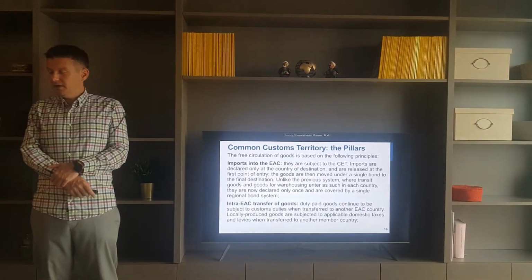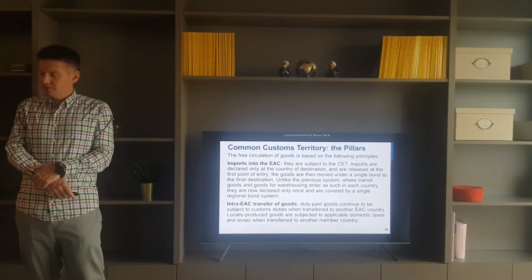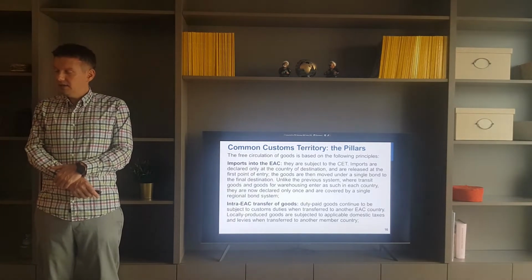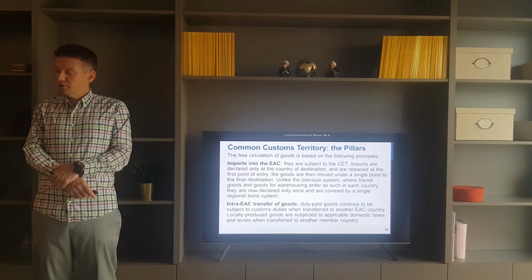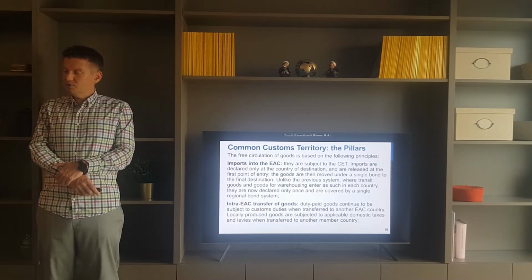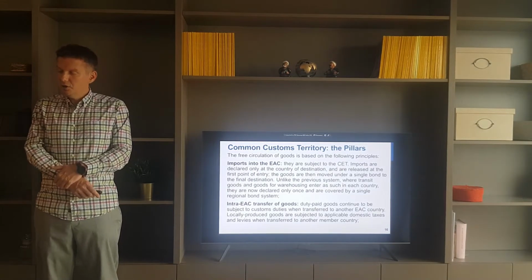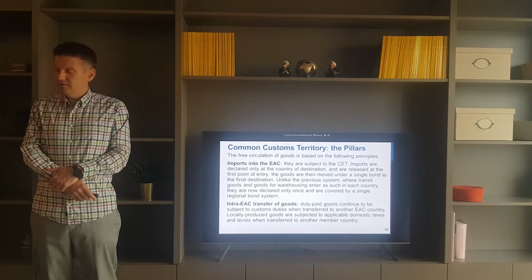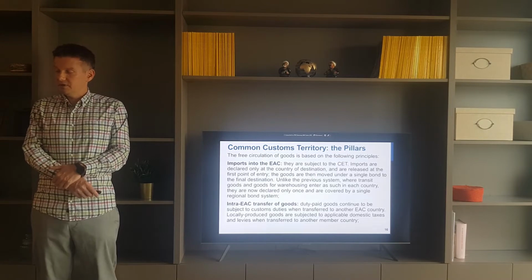Okay? Intra-EAC transfer of goods. Here, goods for which duty has been paid continue to be subject to customs duties when transferred to another country. Locally produced goods are subject to applicable domestic taxes, levied when transferred to another country.